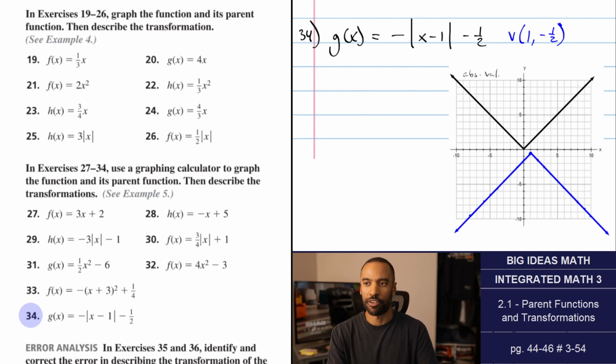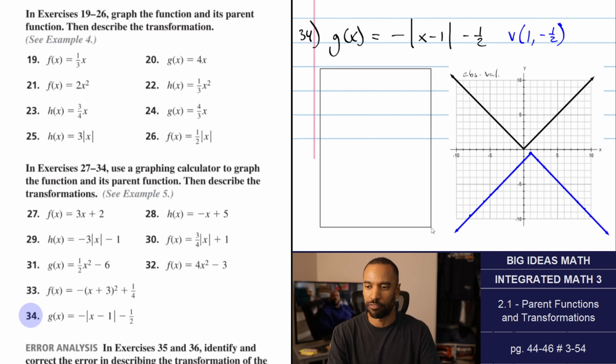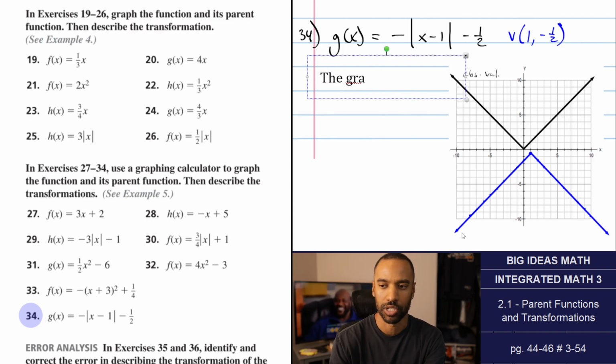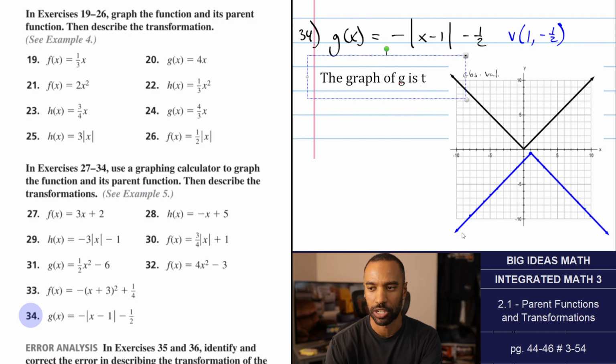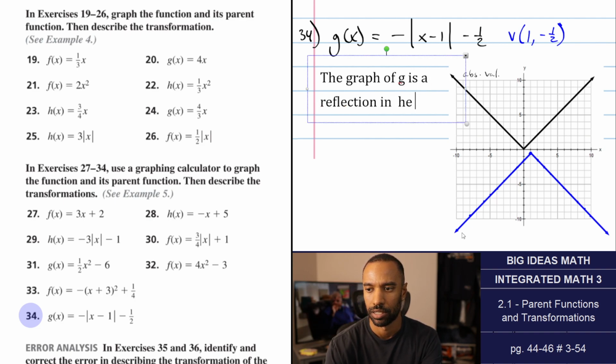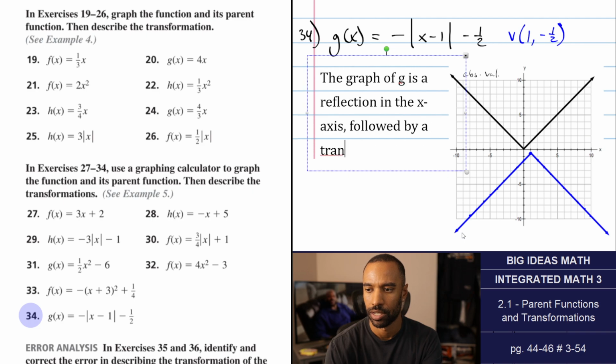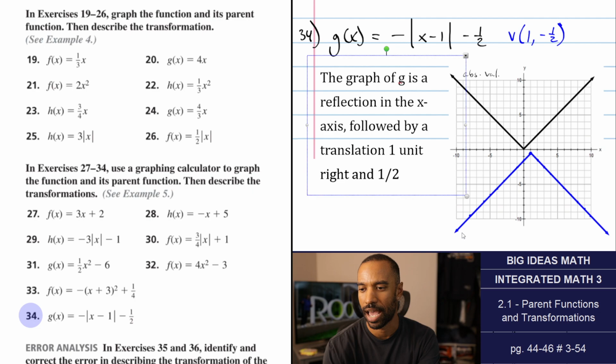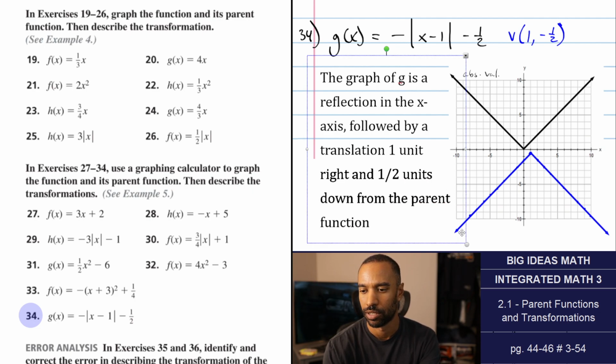So that should be this graph here in comparison to the original parent function. So the graph of G, how does it compare? The graph of G is a reflection in the x-axis followed by a translation 1 unit right and 1/2 units down from the parent function.